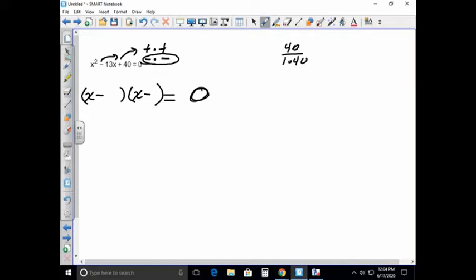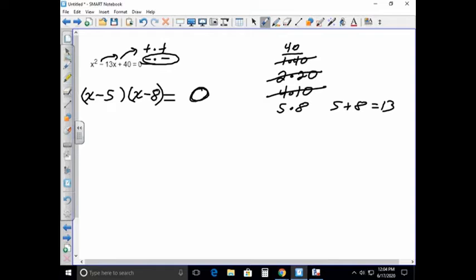So there's 1 times 40, that's not going to make 13. 2 times 20, that doesn't. 4 times 10, that doesn't. But 5 times 8 does make 13 also. So 5 there and 8 there. So notice it is important that we are familiar with our factors. Once we have a product on the one side, we say what makes the first factor equal to 0 and what makes the second factor equal to 0. So get x by itself. So one answer would be 5.